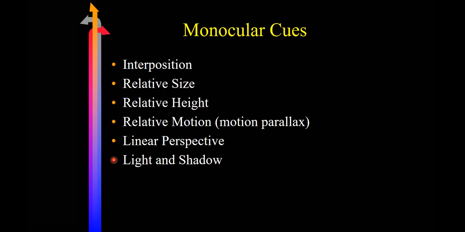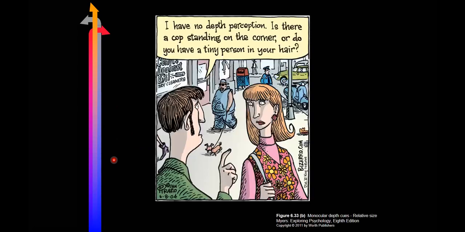And then light and shadow also gives us some indication of distance and the surface of objects, whether it might be indented or protruding. So here's an example. This guy says he has no depth perception, and he's confused. Is there a cop standing on the corner, or does she have a tiny person in her hair? Now you say, oh, of course he should know better. There's no such thing as a tiny cop, right? Okay. So what particular monocular depth cue is he lacking that he can't pick that out?